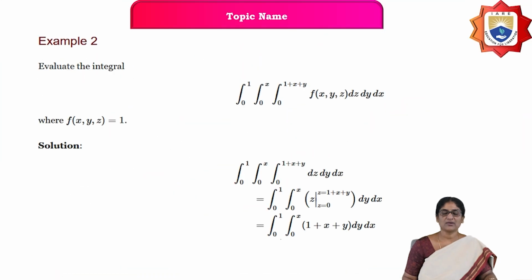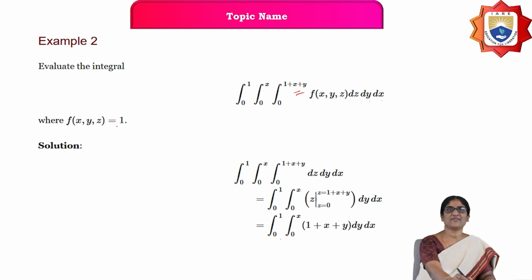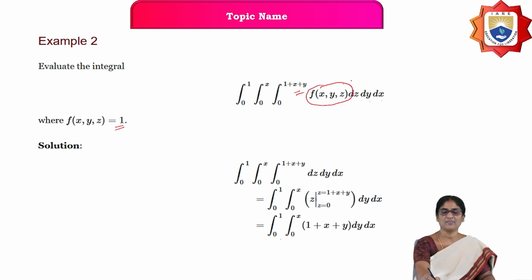So let us go to another question. Example 2. Evaluate the integral 0 to 1, integral 0 to x, integral 0 to 1 plus x plus y, f of x comma y comma z, dz dy dx. And he has given the function as 1. So here, in place of this function, you can replace it by 1. So integral 0 to 1, integral 0 to x, integral 0 to 1 plus x plus y, and the function is replaced by 1, 1 here into dz dy dx.